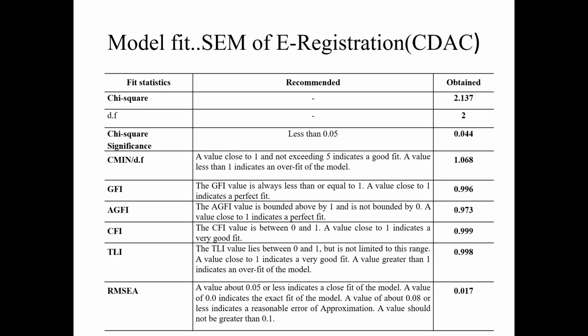So this is the model fit of SCM of e-registration. All the CMIN, GFI, CFI and TLI are good fit because they are nearer to 1. And the chi-square significance is 0.0444, which is less than 0.05. Chi-square value is 2.137 and degree of freedom is 2.